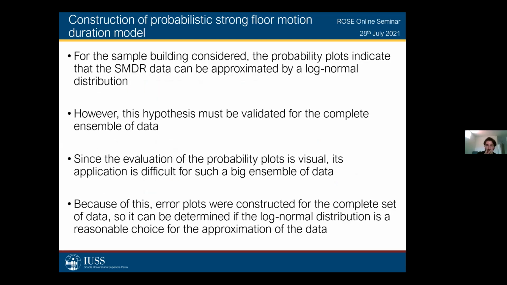But we have another problem with this. That is that we are doing this just for 9 buildings, and we have 100 buildings times 9 different return periods times 20 records per each one. So we need to assess this for the whole ensemble of data, and the sample is very big.